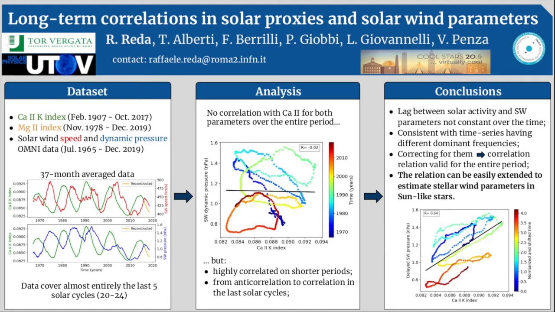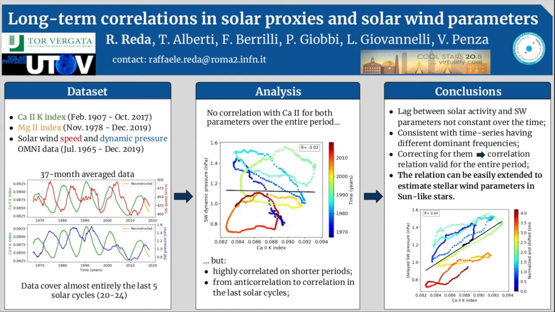No clear correlation seems to exist between them over the entire period, but we found an anticorrelation for solar cycles 20 and 21, where we observed a change toward correlation for the last 3 solar cycles. We found a time lag between calcium-2 and solar wind parameters, but the lag is not constant over time. This is a typical characteristic of time series which show different periodicities. Once corrected for them, we found a correlation relation which is valid for the entire period.